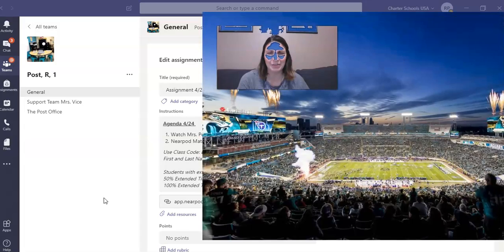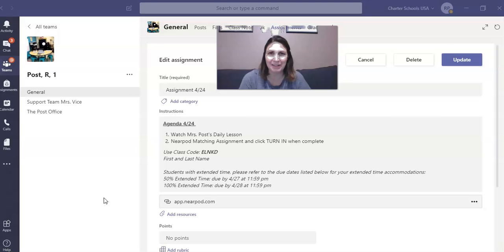Today is Friday, April 24th, and we're going to continue working on solving radical equations. So here's what your assignment looks like for today. You're going to review my daily lesson, you're going to watch it, and what I'm about to do is go over some of the problems from yesterday's classwork so we can review some of the more complicated problems and make sure you guys are okay before we move further.